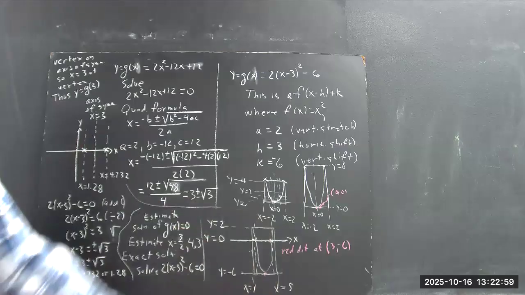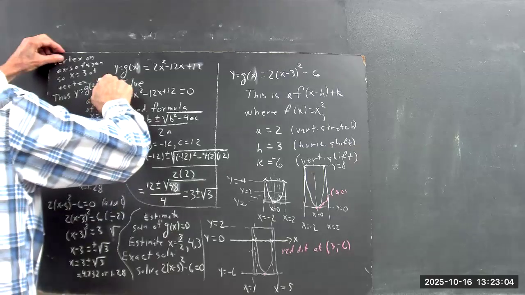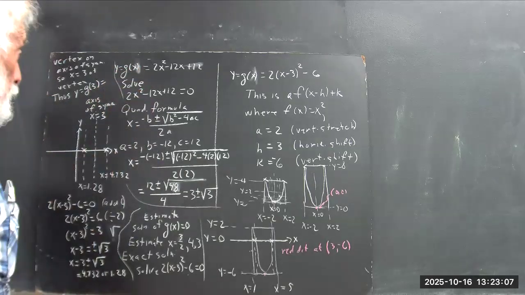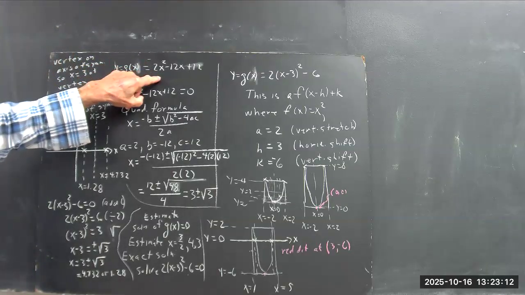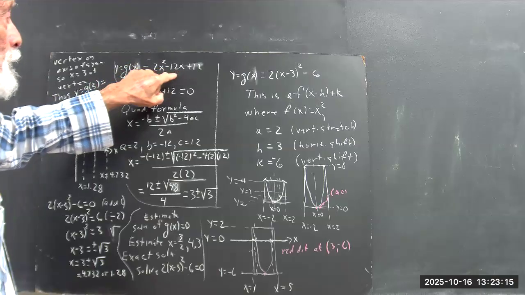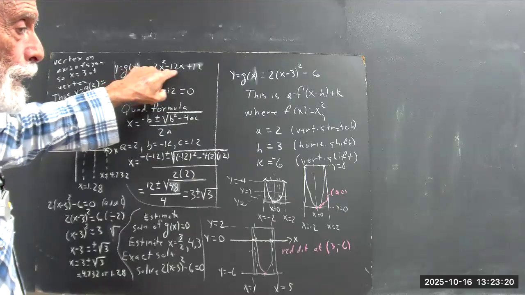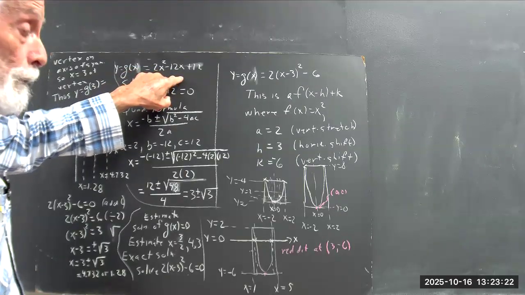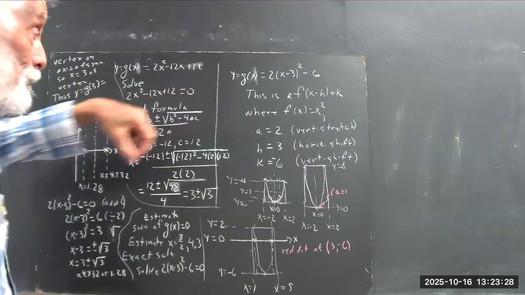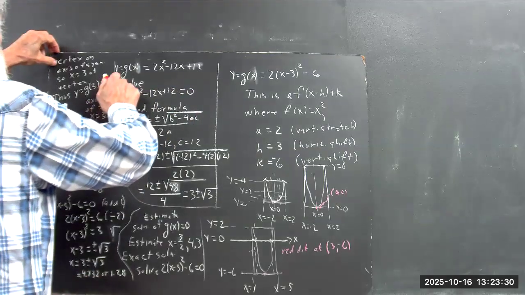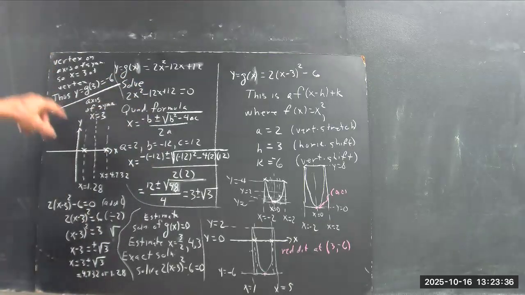We're going to plug 3 in here and see what we get. And that equals, well, x squared is 9. 2 times that is 18. 12x is 12 times 3, which is 36, but it's minus 36. 18 minus 36 is -18. And we add 12 to that and we get -6. So right there is the calculation of the vertex.